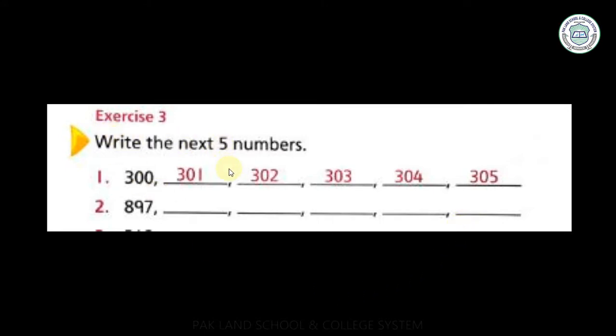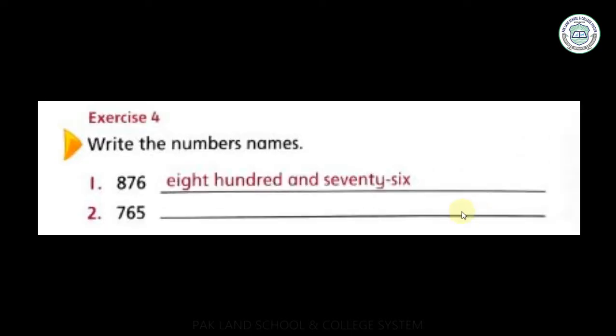Next we have to count the next 5 numbers. The first example starts from 300. The next will be 301, 302, 303, 304, and 305. In the next example we have 897. The next we write here is 898, then 899, then 900, then 901, and filling the blanks we write 902.